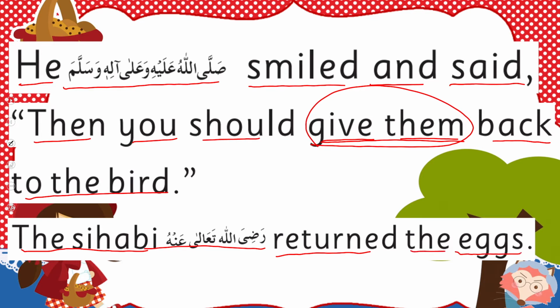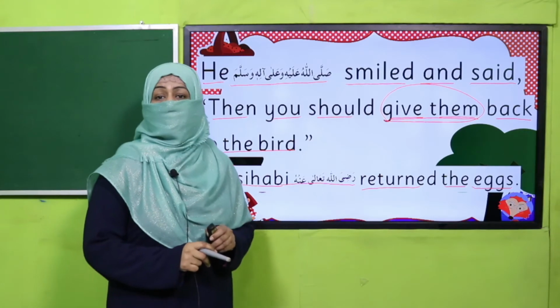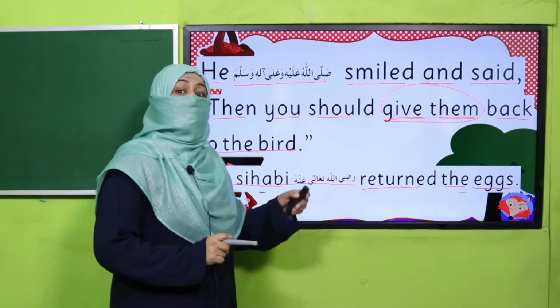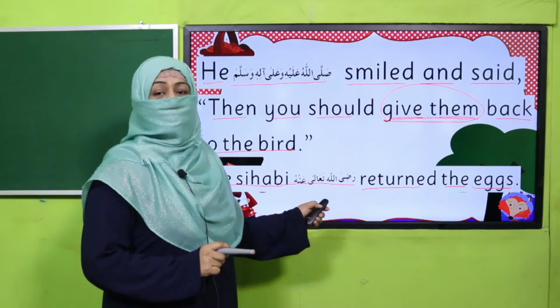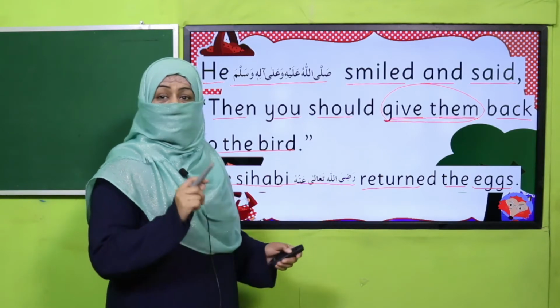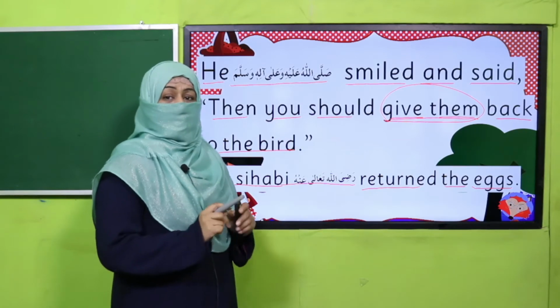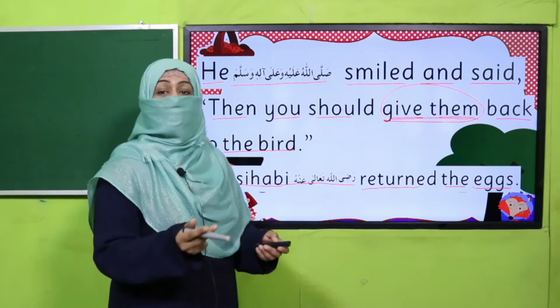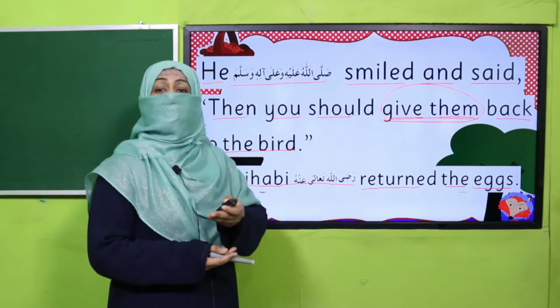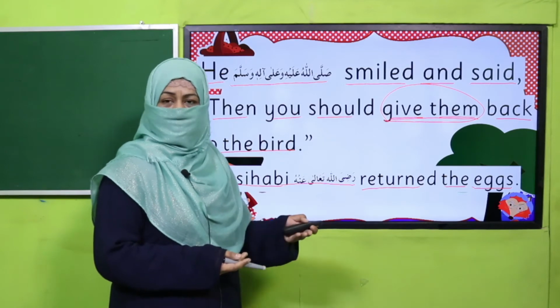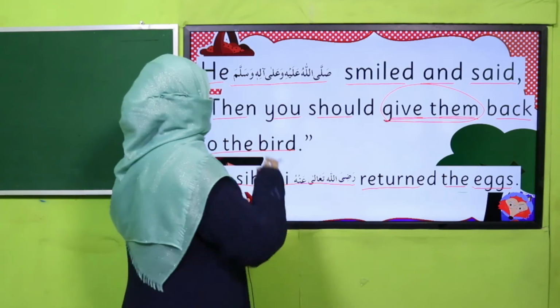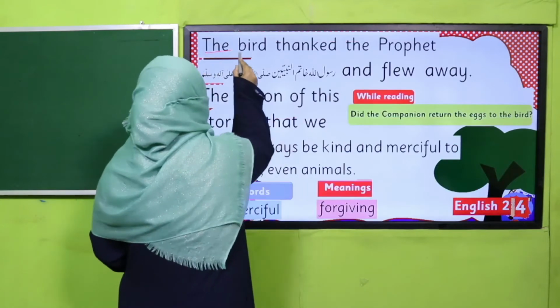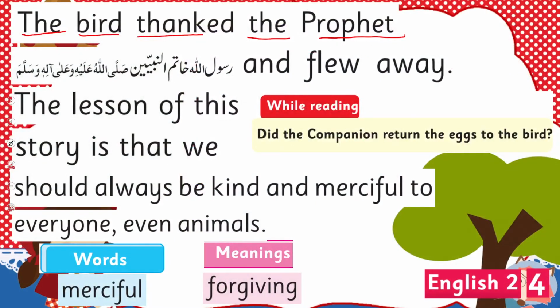You see, our beloved Prophet Hazrat Muhammad sallallahu alaihi wasallam was very caring even for birds. Okay, so what message are we getting from here? We should be caring and we should take very good care of all the creatures around us. Talk about humans first, then every creature who is around us, either a bird or an animal. The bird thanked the Prophet sallallahu alaihi wasallam and flew away.